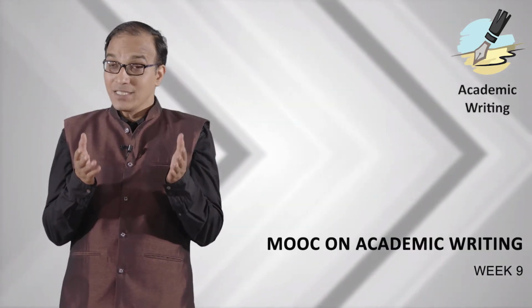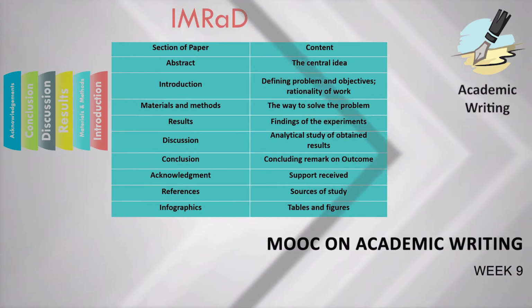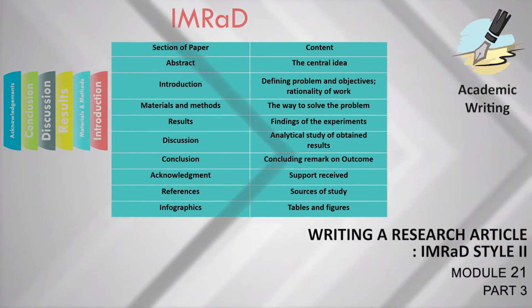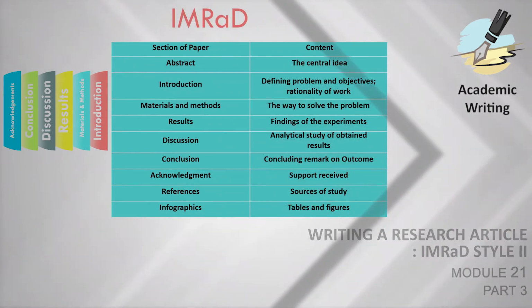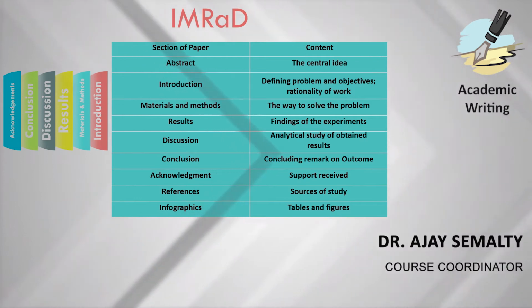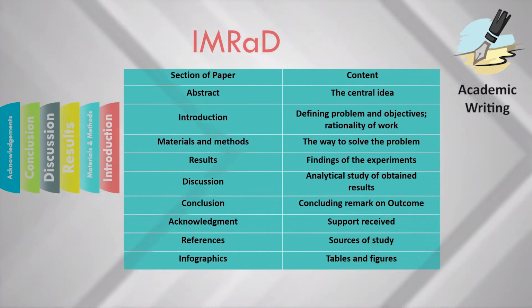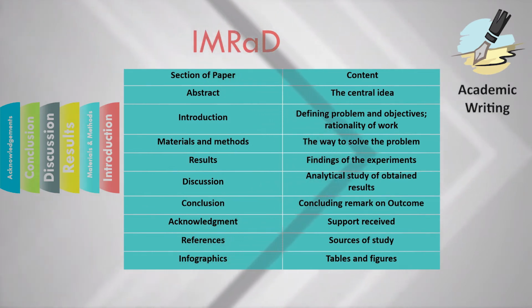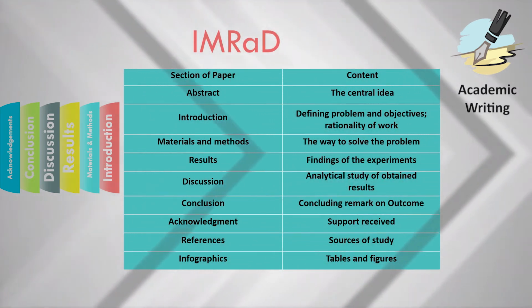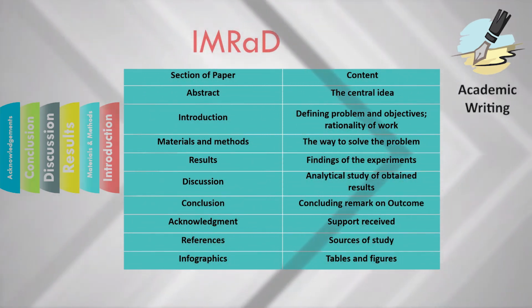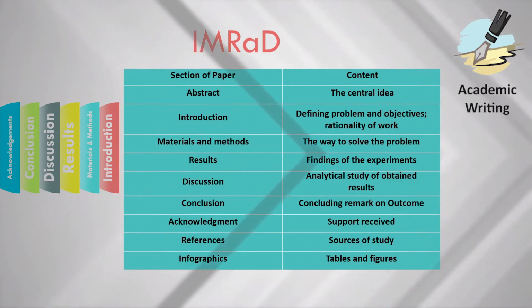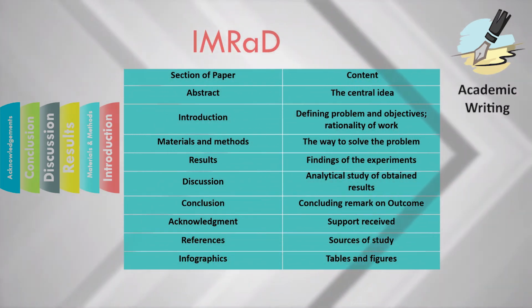As we know, abstract is about the central idea of your work. Introduction is about the problem definition and rationality of the work. Methods, materials and methods are about the way to solve the problem. Results, about findings of the experiments.